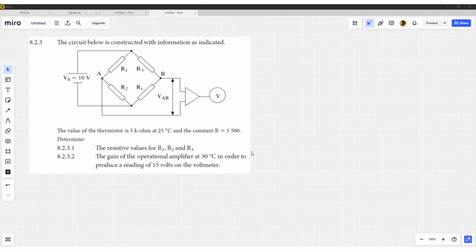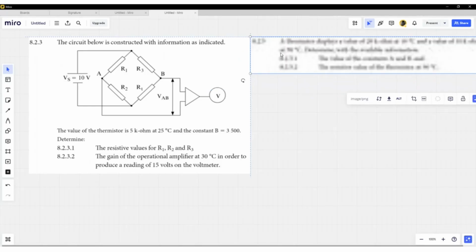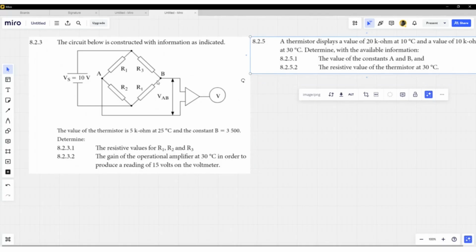Guys should also go read through that. Okay, I'm just going to get 8.2.5 here as well. We can do this one as well. Okay, but let's take a look at 8.2.3. It's a pretty straightforward calculation here.